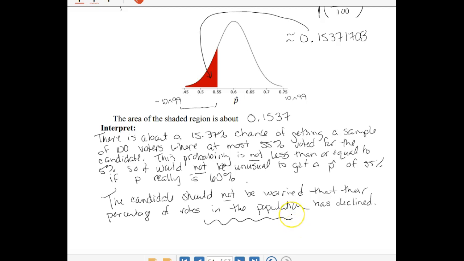So, maybe people really do hate the candidate, and that's why we're seeing this lower percentage. But again, we don't think so. It's based on the numbers we've computed. It's not so unusual for this to happen. It's going to happen 15% of the time. So they shouldn't be worried that the percentage has changed in the population. We just think this is a random sample fluctuation that we're seeing in the sample results.